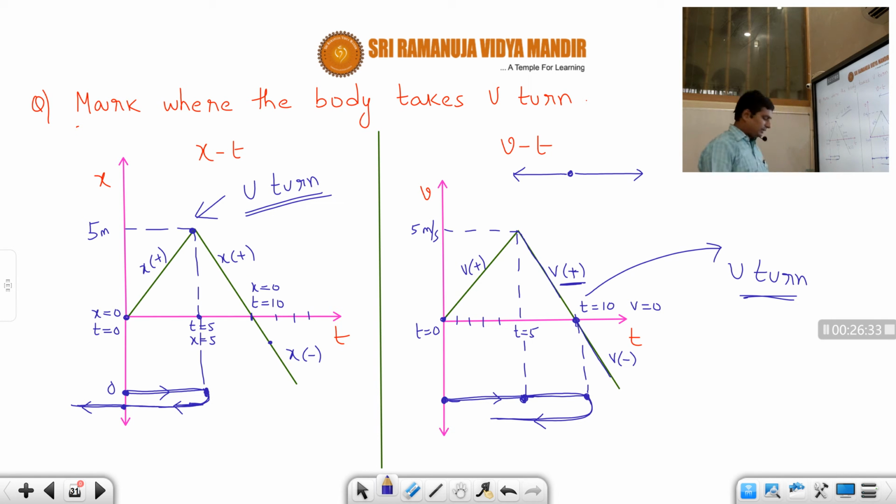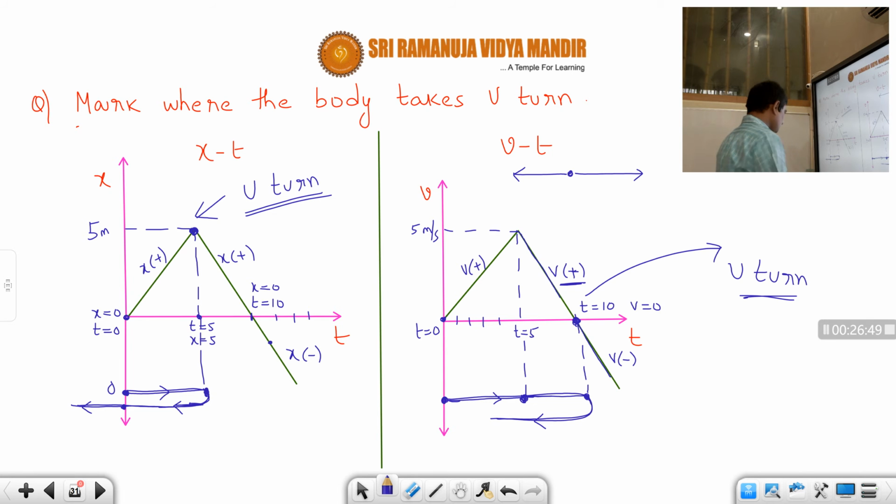Whereas in the xt graph the body takes a U-turn at this point, at t equal to 5 seconds only. Whereas here it takes it at t equal to 10 seconds. I hope you are clear, students. So this is the comparison between the xt graph and the vt graph.